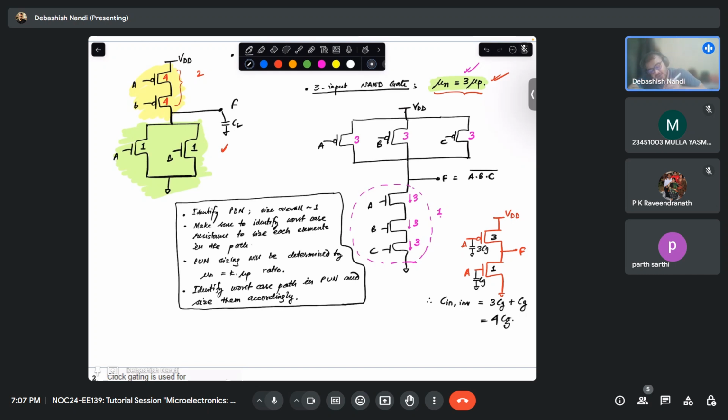So now can you tell me what is the C input of 2 input NAND? Sorry, 3 input NAND, or let's say in general, let's call it logic. So what is the capacitances here? 3 Cg, here 3 Cg, here also 3 Cg, here also 3 Cg, 3 Cg, 3 Cg. So what is the input capacitance C in logic?